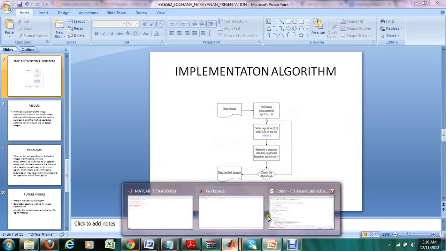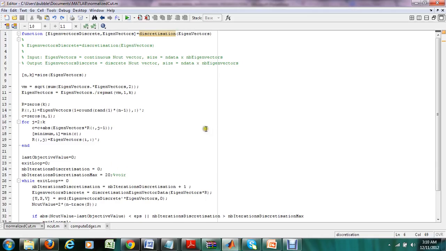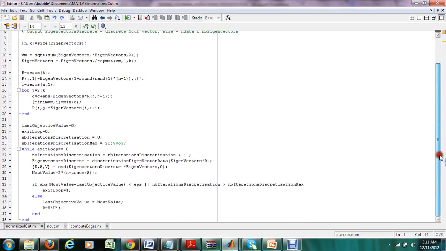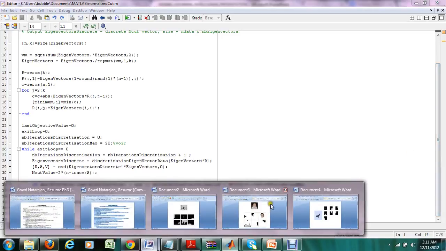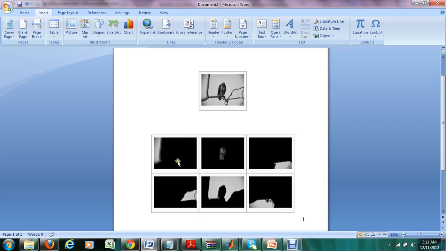We'll now see the MATLAB program that was done. This is the program that was written for the normalized cut. Here discretization is done and the eigenvalue is found. The output was, for a bird, these 6 images that were obtained. This is similar to the work that we did in the homework.